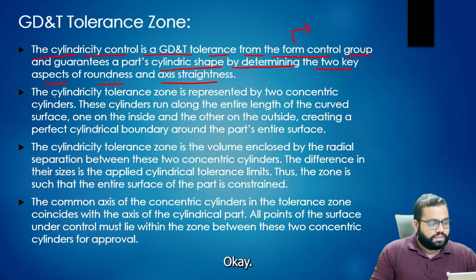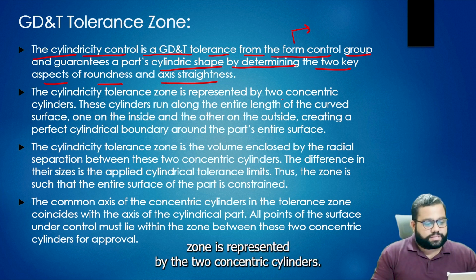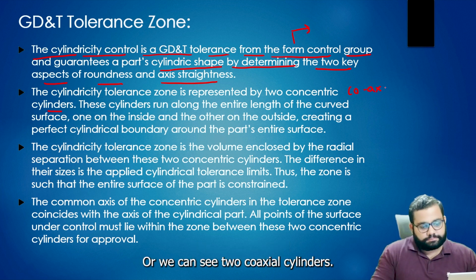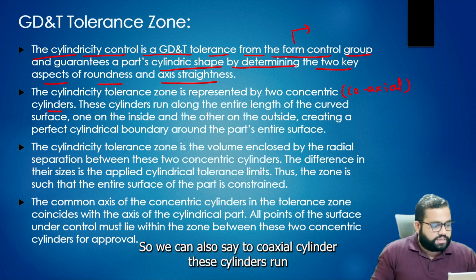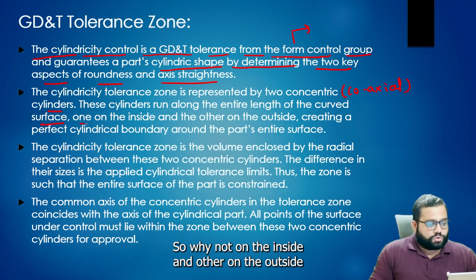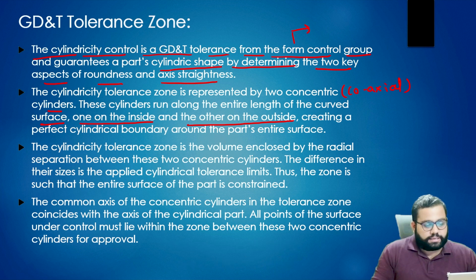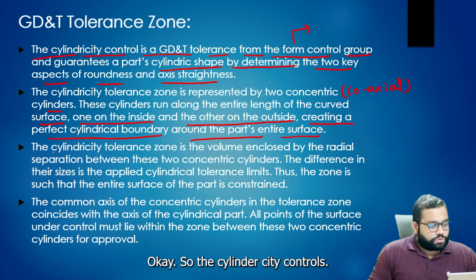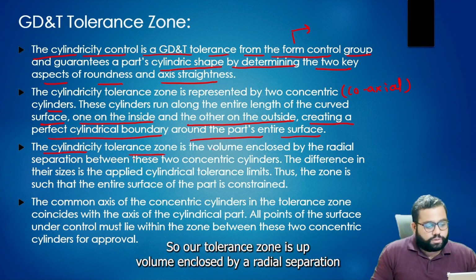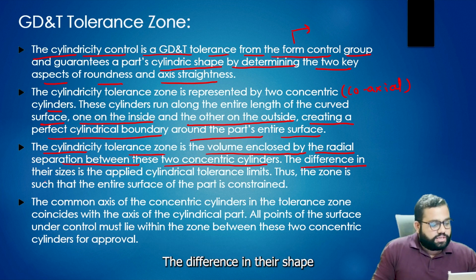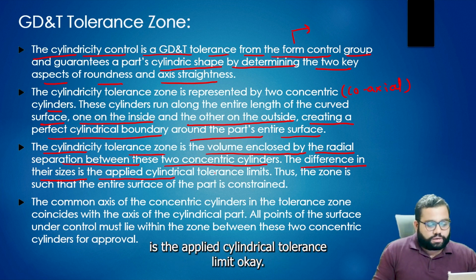Okay, the cylindricity tolerance zone is represented by two concentric cylinders, or we can say two coaxial cylinders. These cylinders run along the entire length of the curved surface, one on the inside and the other on the outside, creating a perfect cylinder boundary around the part's entire surface. The cylindricity tolerance zone is a volume enclosed by a radial separation between these two concentric cylinders. The difference in their size is the applied cylindricity tolerance limit.